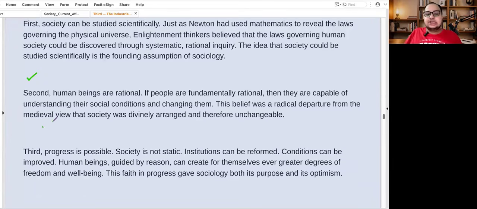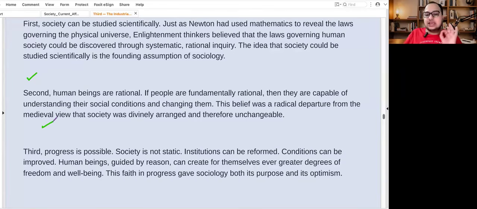And third was that progress is possible. Society is not static. Society needs to progress. Institutions can be reformed. Religion can be reformed. Conditions can be improved. Untouchability can be removed. Patriarchy can be removed. Equality can be established. And it was guided by reason. We can create more freedom, we can create more well-being, we can create social justice, we can create an environment where everyone who is living has dignity.